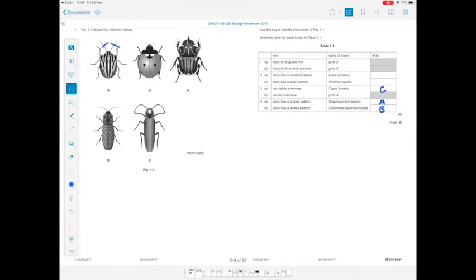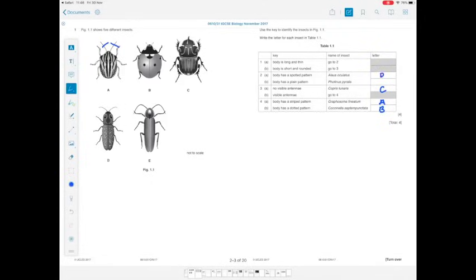Copris lunaris. Moving on to D, so it's long and skinny, it has some blobs on it, it has antennae. So 1A, body is long and thin. Yes, that's true. So we need to go to 2. 2A, body has a spotted pattern. It does have a spotted pattern, which is why Alauus oculatus is D.